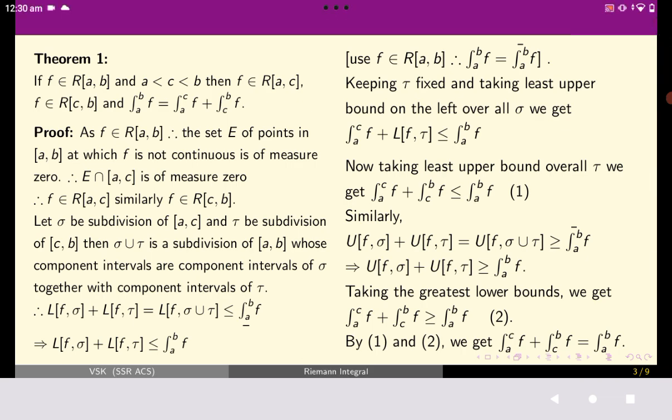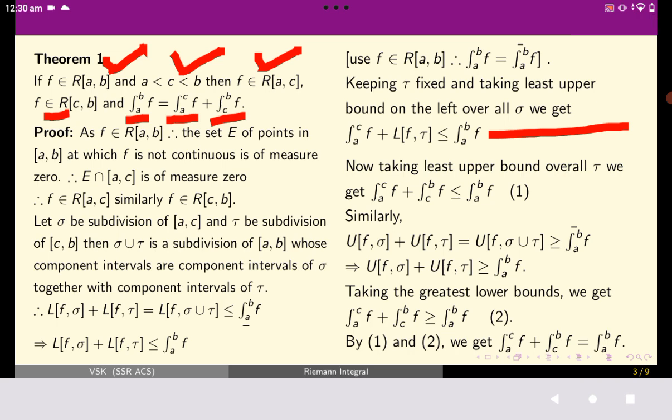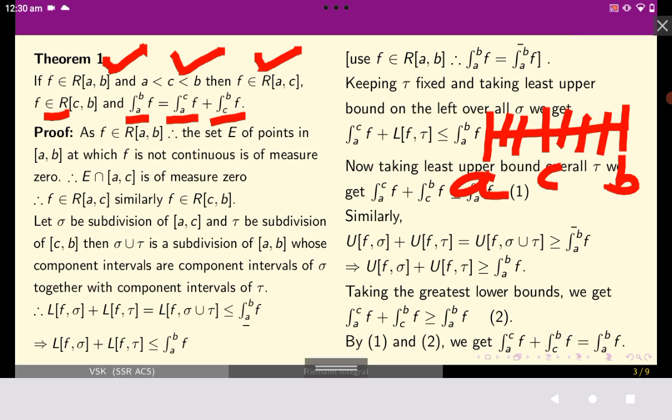If f is Riemann integrable on [a, b], where c is any point between a and b, then f is Riemann integrable on [a, c] and f is Riemann integrable on [c, b], and the integral of f over [a, b] will be the same as the integral of f over [a, c] plus the integral of f over [c, b]. That is what we are doing, we are dividing the interval [a, b] with some point c. So if f is Riemann integrable on [a, b], then it will be Riemann integrable on [a, c] and on [c, b], and this will also hold. That is what we are going to prove.